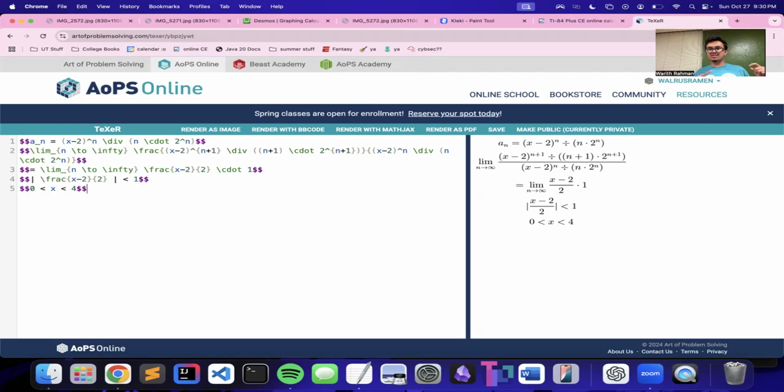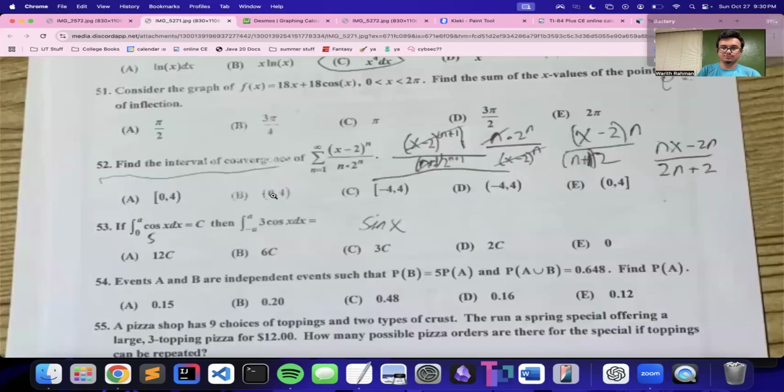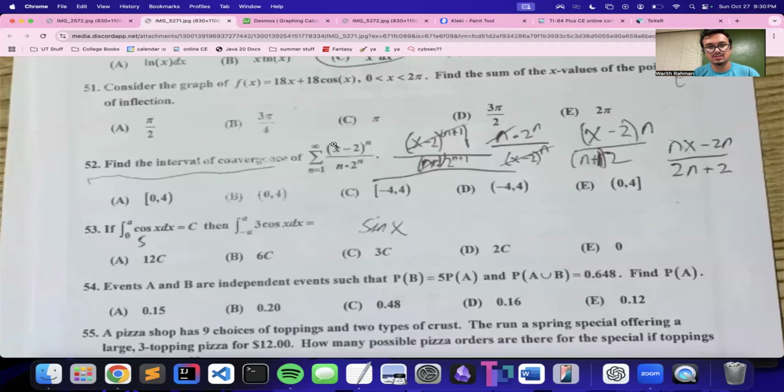If our value is between 0 and 4, it definitely converges. If it's equal to 0 or equal to 4, we're actually not sure, so we're about to test that right now. If I plug in 4, we observe that 4 minus 2 is 2, and we get 2 to the n over 2 to the n. So those cancel out, and this term reduces to just 1 over n.